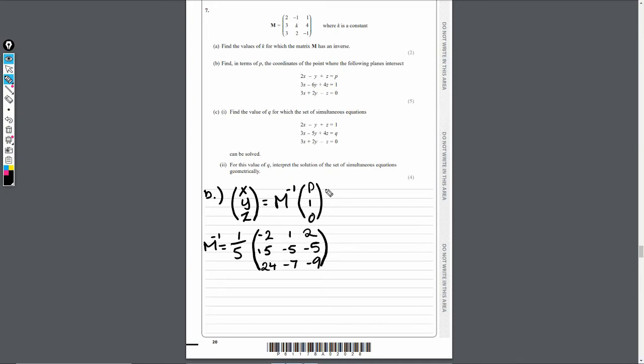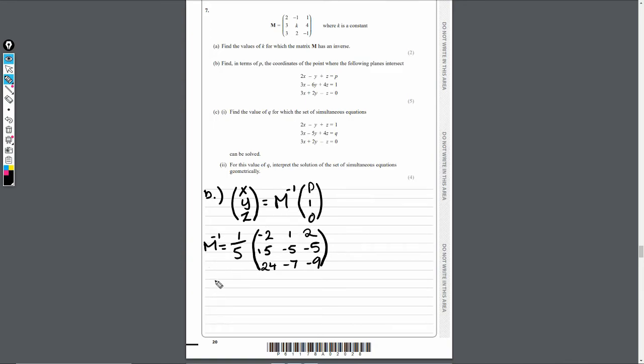Now what I actually need to do is times it by P, 1 and 0, okay? So obviously you can't do this on your calculator because it's got this variable, sorry, it's got this P, so we can't put it in on the calculator. So I'm going to now times M inverse by P, 1, 0.